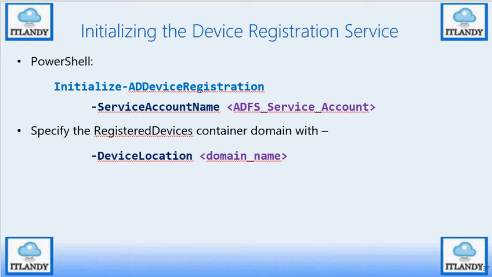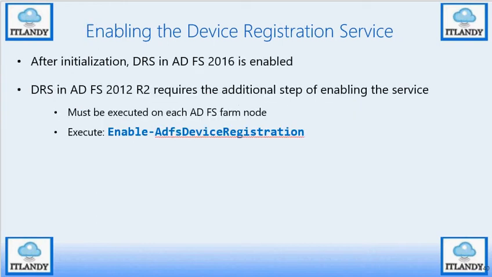You can initialize device registration, and you can specify the domain associated with it. You must run the command with enterprise admin rights, otherwise it will fail. To give an example, Initialize-ADDeviceRegistration -ServiceAccountName IT_GMSA_ADFS. Now after we initialize the device, this is how we enable it. To enable the device registration, you must execute it on each node in the ADFS farm and run Enable-AdfsDeviceRegistration.